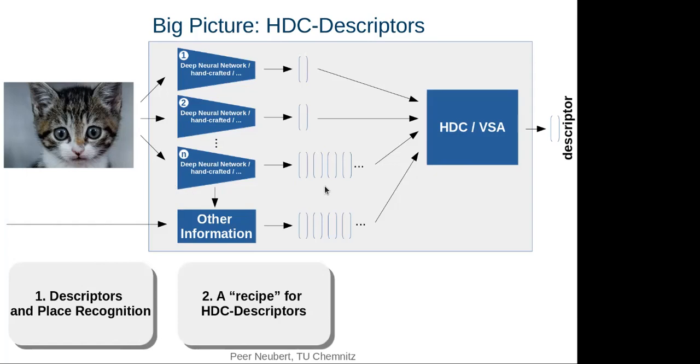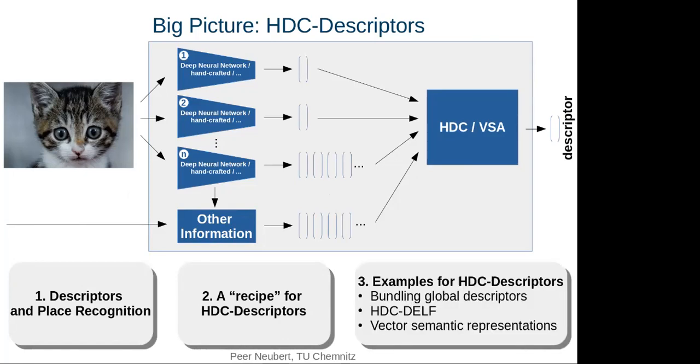with more practical aspects, how to do that. I mean, from this big picture perspective, it's pretty simple, but there are some things we have to take care of when we actually want to do such things. And this recipe will then be complemented by 3 particular examples, how we can combine existing descriptors with this idea to generate better descriptors.